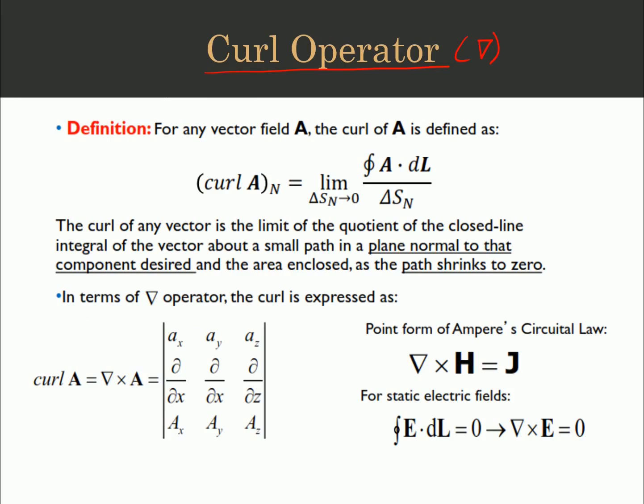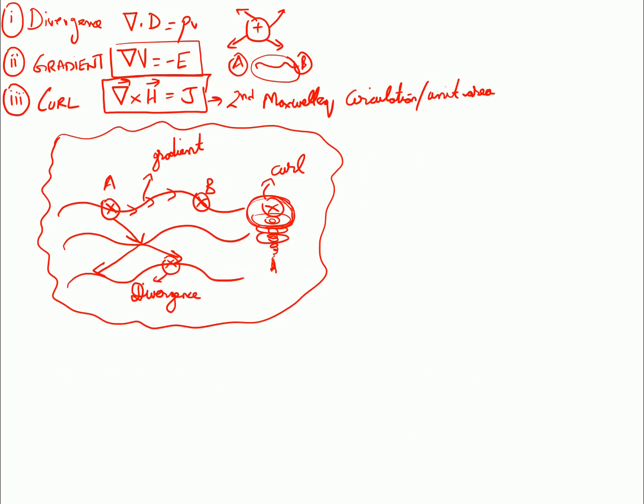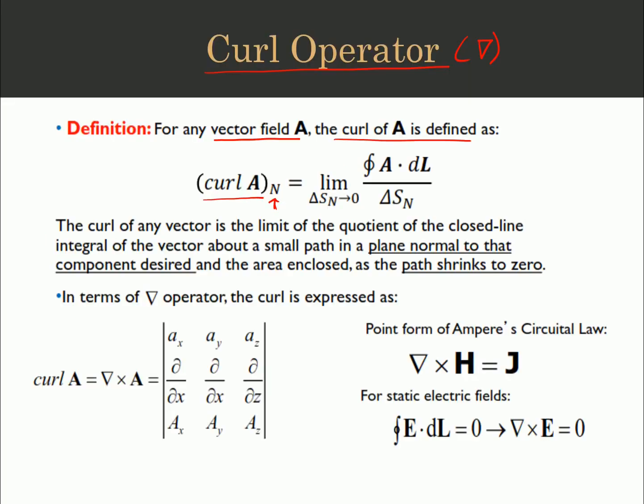So coming back to curl, for any vector A field, the curl is defined as the curl of A in the normal vector. Now why are we saying it's a normal vector? Because we saw previously that whatever the object is, it will either move in the downward direction or in the upward direction. It's like a spiral movement. So it can move upward or downward. That's why you use the n subscript over here.